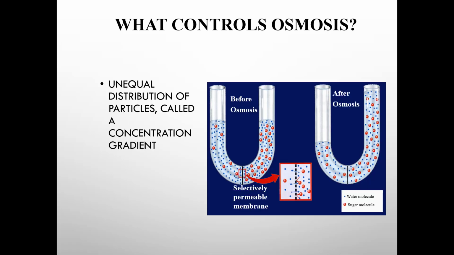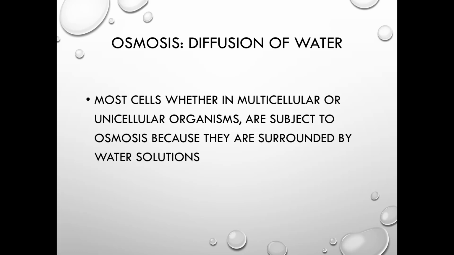So what controls osmosis is the unequal distribution of particles called a concentration gradient. You can see on the left-hand side, this is what it looks like before osmosis. There's a concentration gradient on the right-hand side of this particular graphic. And so in order to create homeostasis, the water will move into that other side to balance out the concentration gradient between the sides. Most cells, whether they're multicellular or unicellular, are subject to osmosis because they're surrounded by water solutions.